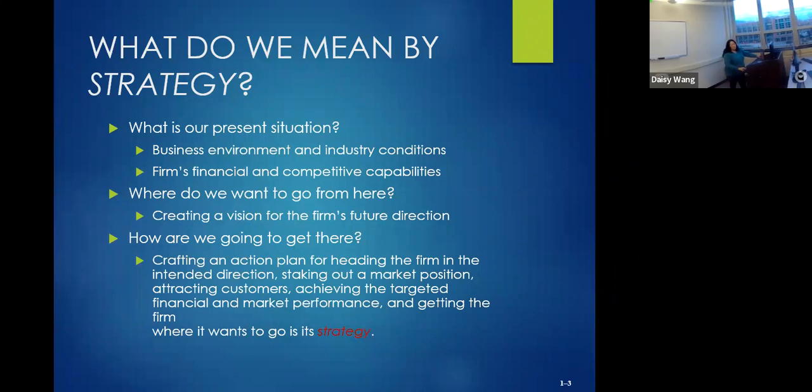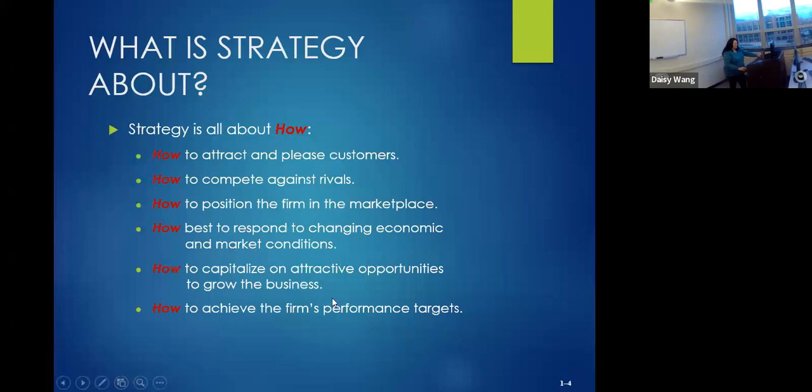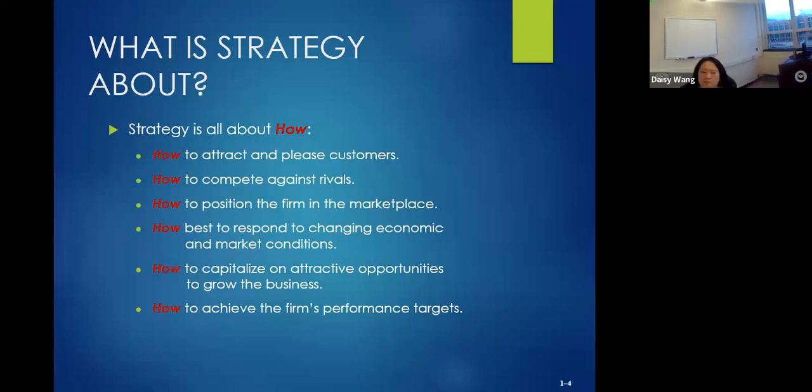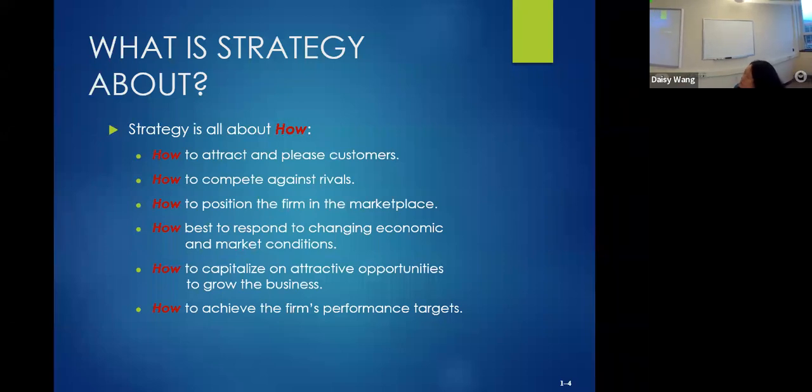So the whole thing is strategy. The strategy is about the action plans, right, to reach our goals. So how do we do this? Like if we want to make 10% profit every year, something like that. First, how are we going to attract or please our customers? What kind of customers do we want to attract? And how are we going to compete against our competitors?